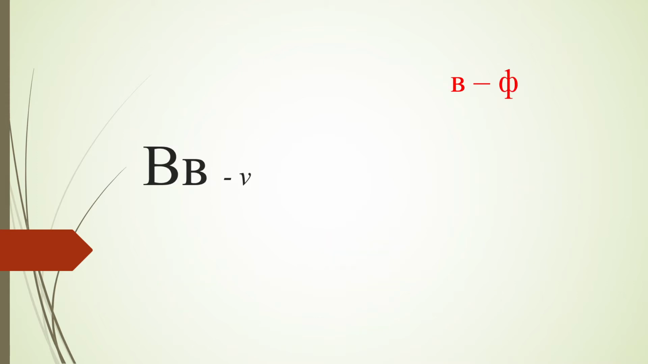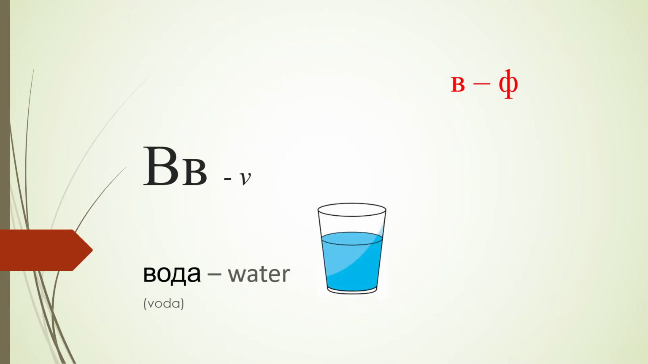Okay, the next pair is V and F. So this is V. Be very careful. This looks like the English B, but you're going to have to train yourself to get used to reading this as V. So I know that can be confusing, but you'll get it with practice. Okay, this is V. And an example word is voda, which means water. Voda. Repeat after me. Voda.